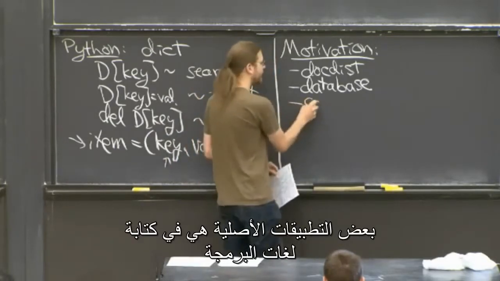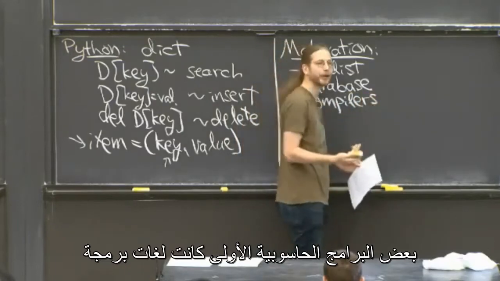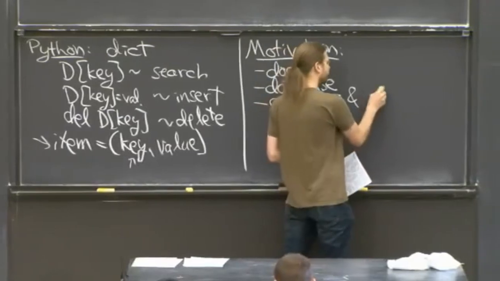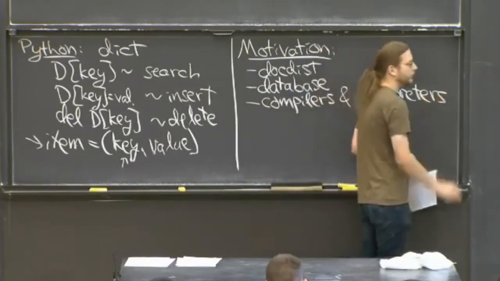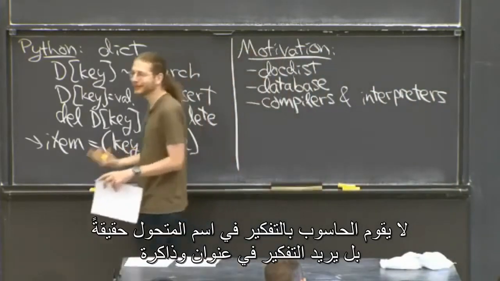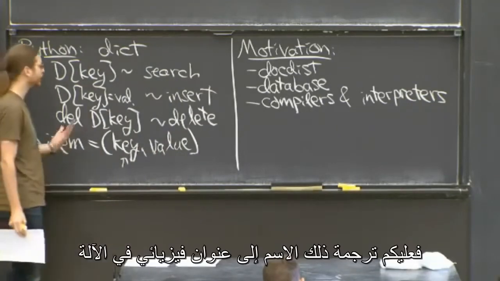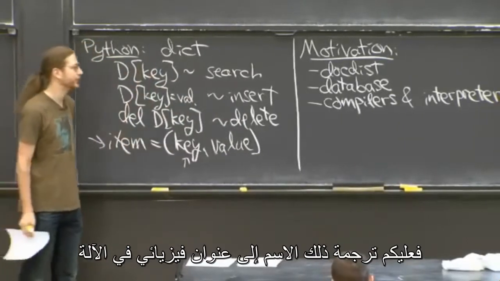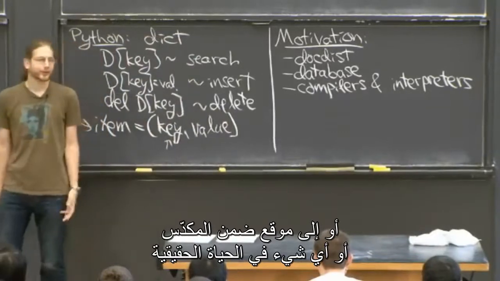One of the original applications is in writing programming languages, because some of the first computer programs were programming languages, so you could actually program them in a reasonable way. Whenever you type a variable name, the computer doesn't really think about that variable name. It wants to think about an address in memory. And so you've got to translate that variable name into a real physical address in the machine, or a position on the stack, or whatever it is in real life.